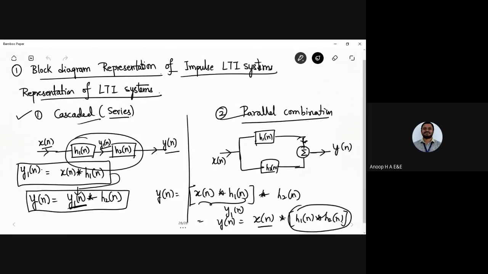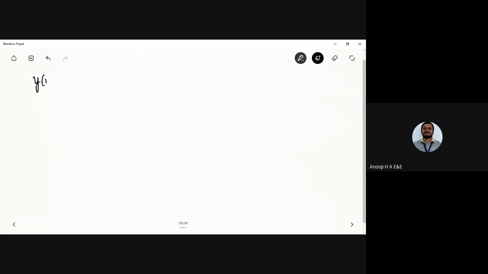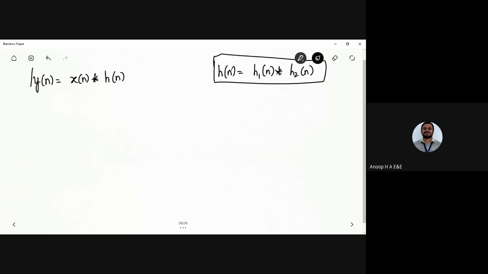So I can have the equivalent impulse response replaced as X of n convolved with H of n, where H of n is the convolution of the two subsystems, H1 of n convolved with H2 of n. So the final output Y of n is equal to X of n convolved with H of n, where H of n is equal to H1 of n convolved with H2 of n.